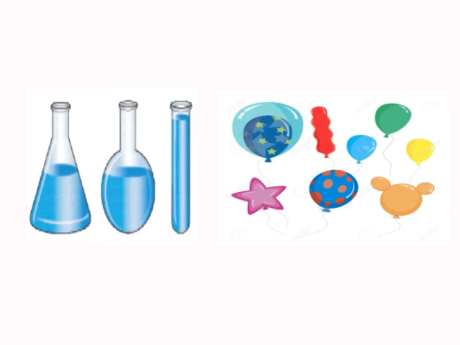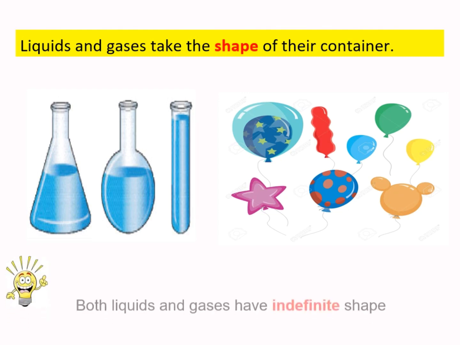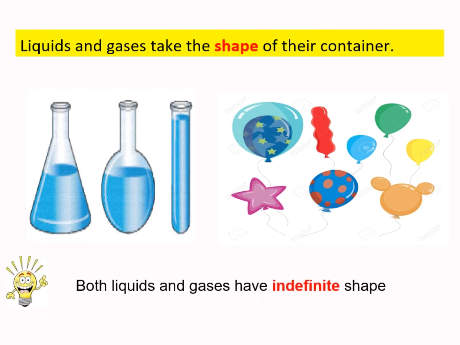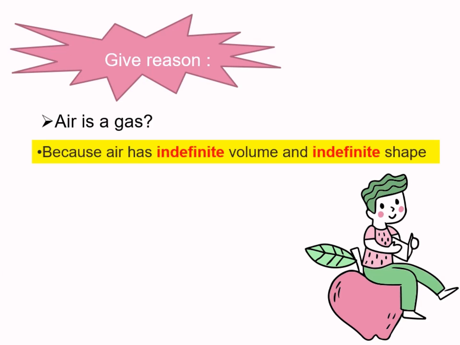Now, is there something similar between liquids and gases? Yes, there is. Liquids and gases take the shape of their container. So, both of them have indefinite shape. Now, give reason: air is a gas. Why is air a gas? Well, clearly because air has indefinite volume and indefinite shape.